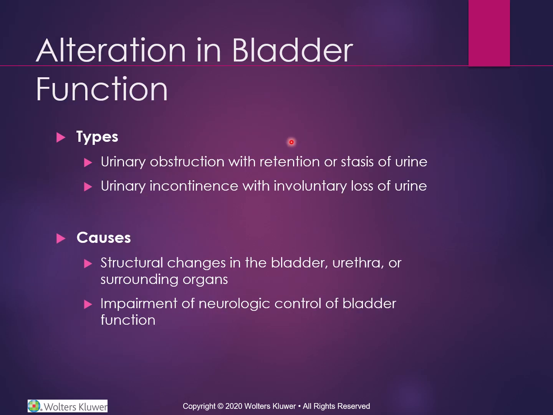So then we'll discuss different alterations in bladder functions. Kind of two big categories. One is urinary obstruction, where we get retention and stasis of urine. And then there's urinary incontinence, where we have someone with involuntary loss of urine. A lot of different causes here, but they can be structural changes either to the bladder or to the urethra, or even to surrounding organs that are causing pressure or pushing on the bladder, urethra, or surrounding structures. And then another major cause is any impairment of that complex neurological control of bladder function.